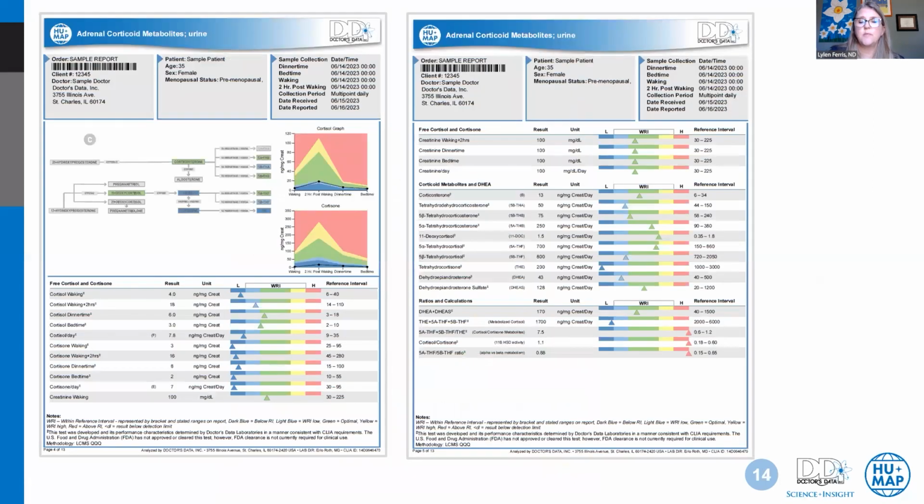In the corticoids neighborhood, you can see the graphs up above show the actual diurnal pattern of the cortisol and cortisone. Now, please note that the high point for the day in urine is reflected in the second collection. This is somewhat analogous to the AM30 in saliva. It's the highest point of cortisol secretion in a 24-hour period.